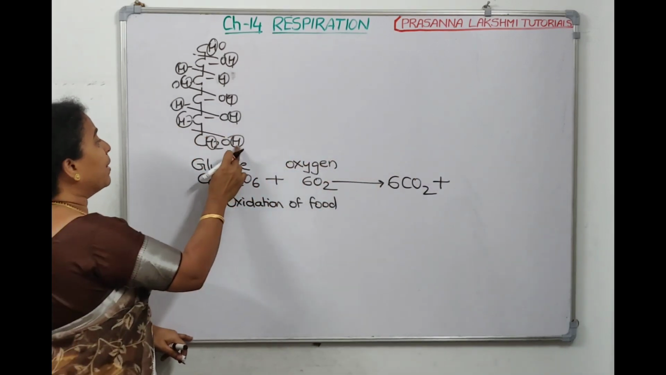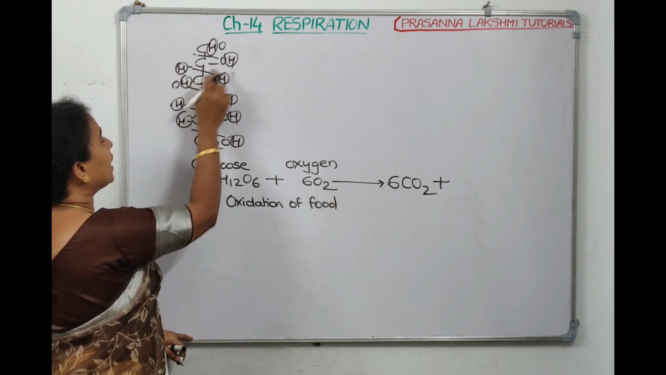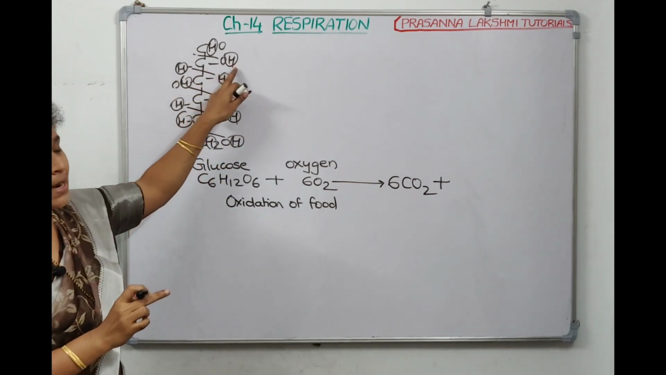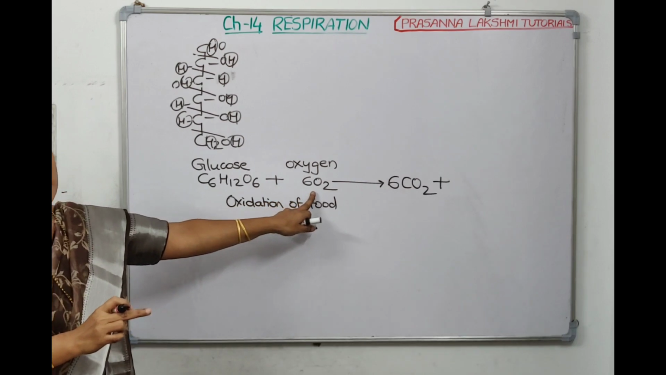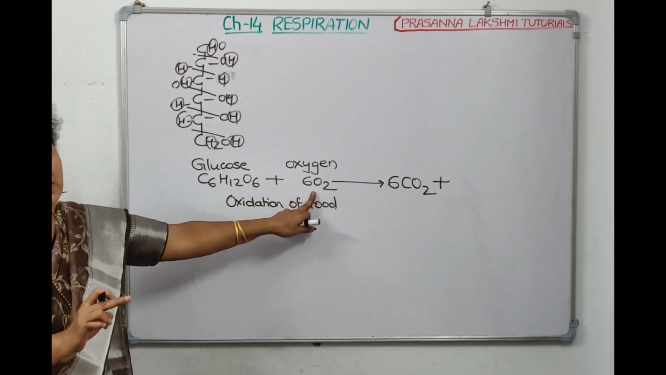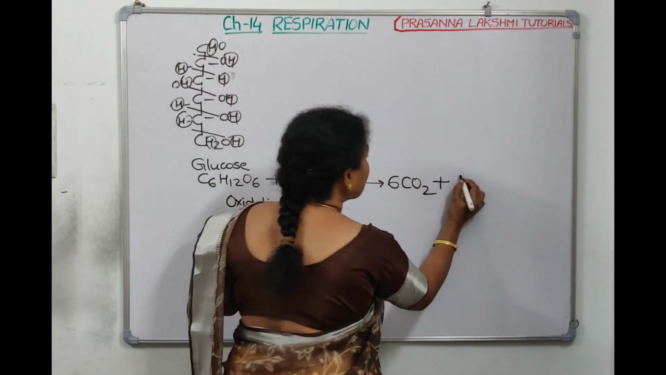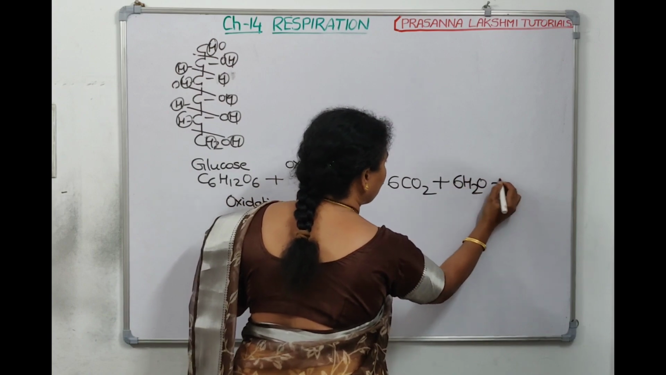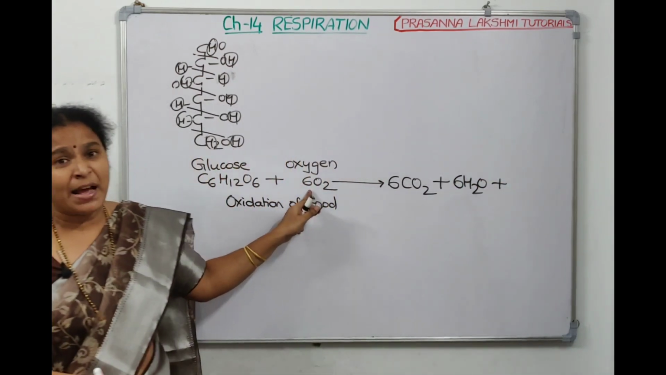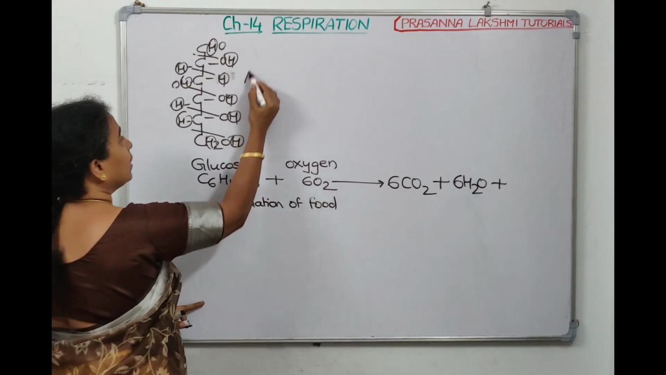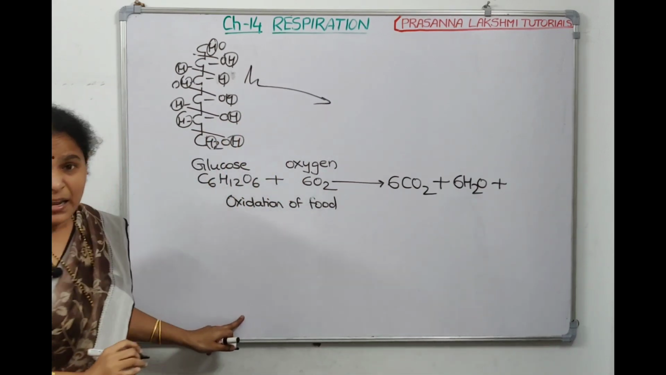How do we get them? By removing hydrogens. Who will take these hydrogens? Oxygen will take the hydrogens. After taking hydrogens, oxygen will become 6 water molecules. And we know when we are breaking anything, energy will be released out.